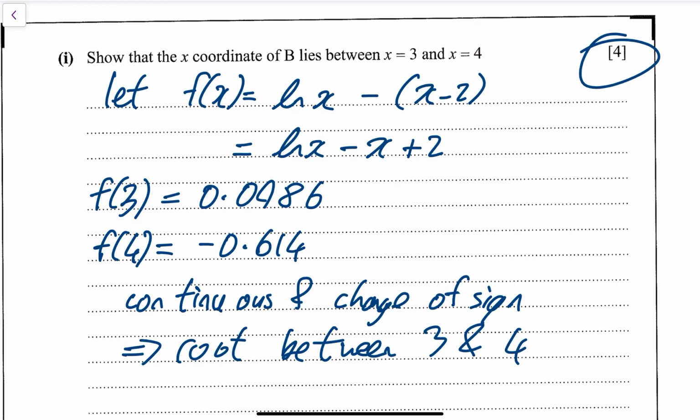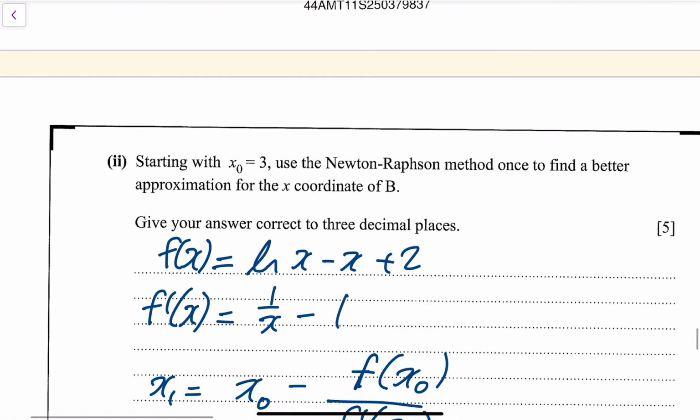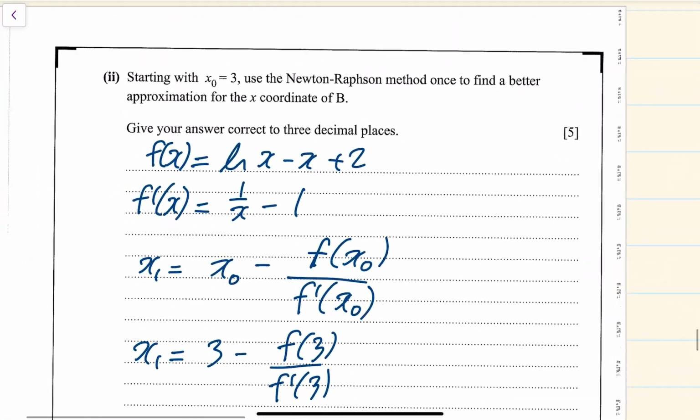And this question is a location of roots question. So do f of 3, you get 0.0986. Put f of 4, you get minus 0.614. And then you must say this bit to get your marks: continuous and change of sign, therefore root between 3 and 4. That's it. Next bit. This is Newton-Raphson.